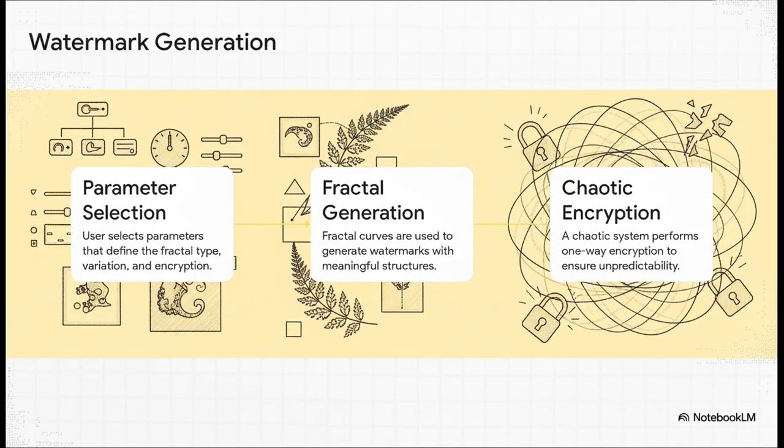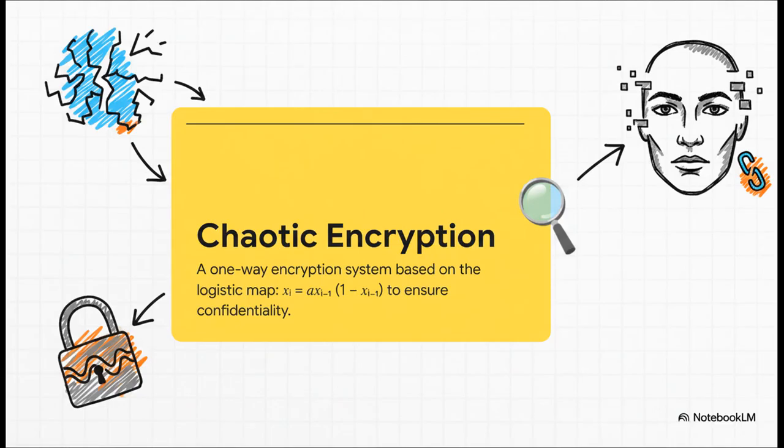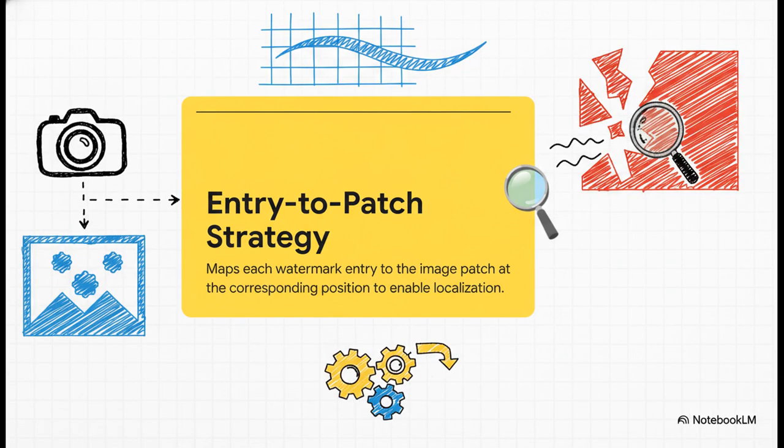It begins with how the watermark itself is created. It's a three-step process. First, a user provides a secret key, which is a set of parameters. Second, those parameters are used to generate a unique fractal curve. Third, that fractal pattern is encrypted using a chaotic map. That chaotic encryption acts as a one-way function. It's easy to generate the encrypted watermark from the secret key, but it's computationally hard to reverse the process and get the key from the watermark. This provides confidentiality.